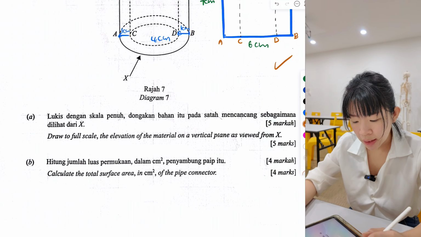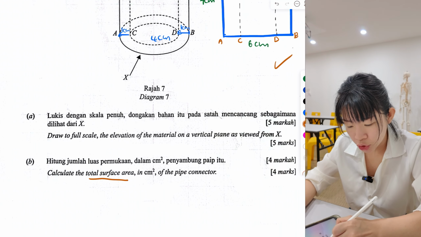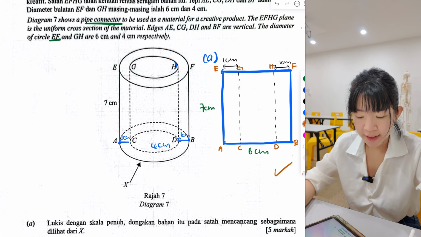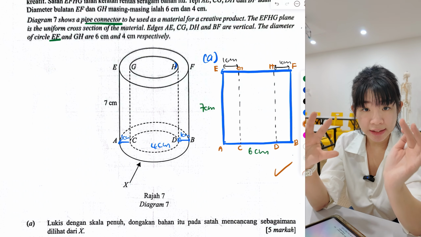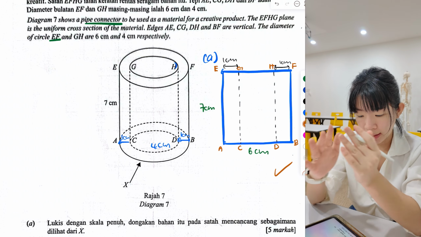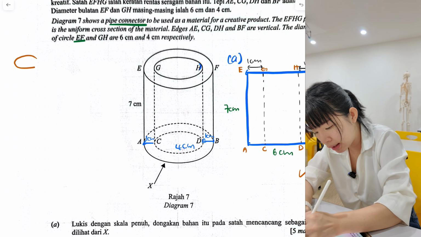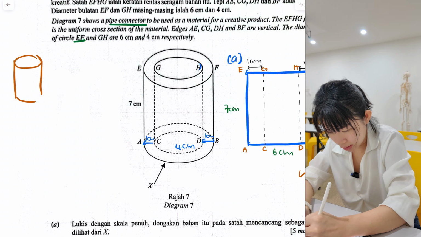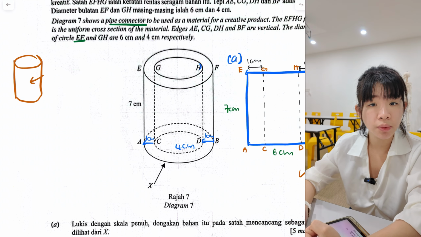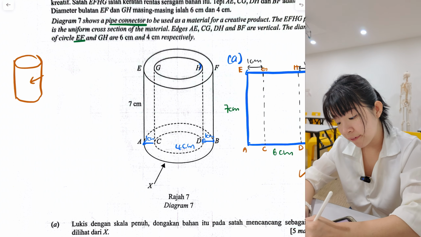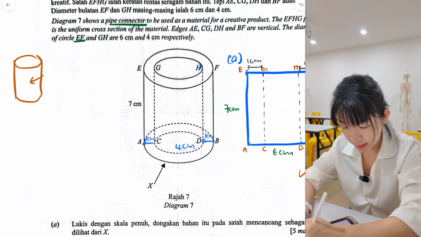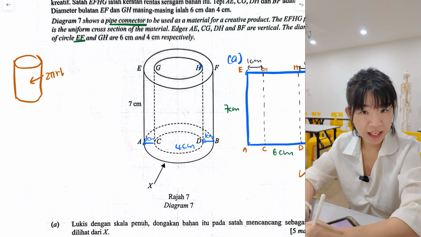Okay, B, calculate the total surface area, jumlah luas permukaan of this pipe connector. Surface area is the surface that you can touch. So now think. This is actually a cylinder, so you can touch the outer layer. This curved surface you can touch. So what is the formula? The curved surface area of a cylinder is 2 pi r h.